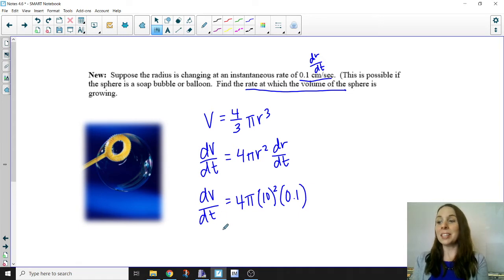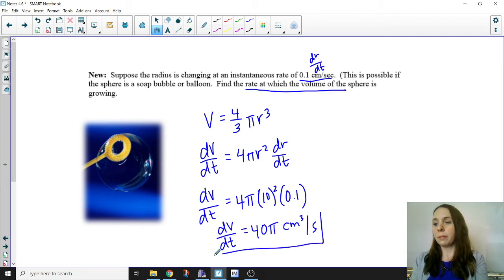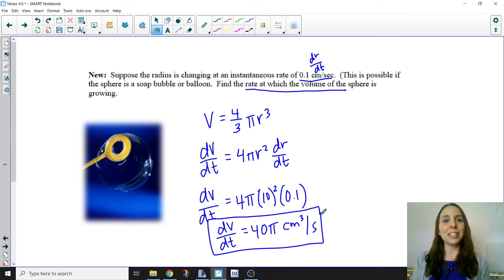Now notice we get the same answer, right? dV over dt equals 40 pi. But our units are different. It is cubic centimeters now per second. And there's our answer. And we just did our first related rates problem. Fun, right?